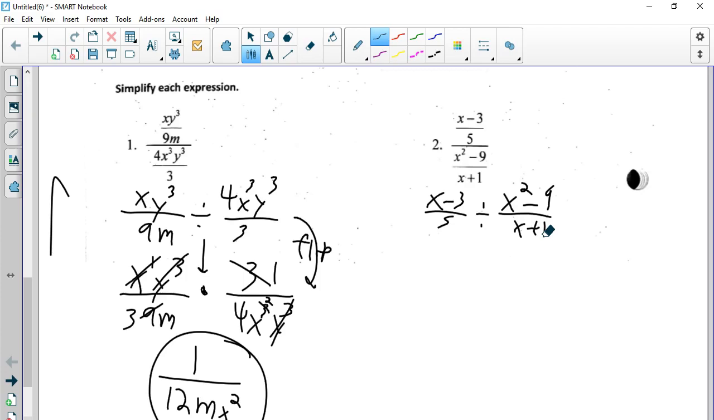It makes no difference. So now, the next step is rewrite x minus 3 over 5. We're going to change the division to multiplication, and we're going to flip this. Now, the x plus 1 is going to come to the top, and I'm going to factor right now to x minus 3, x plus 3.